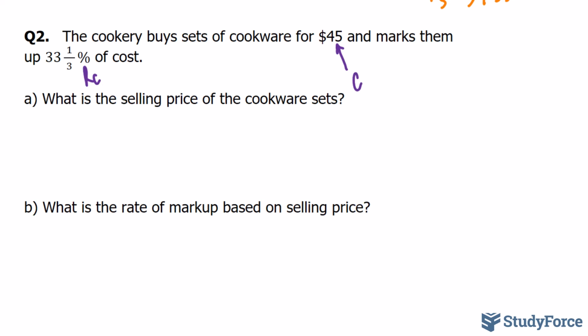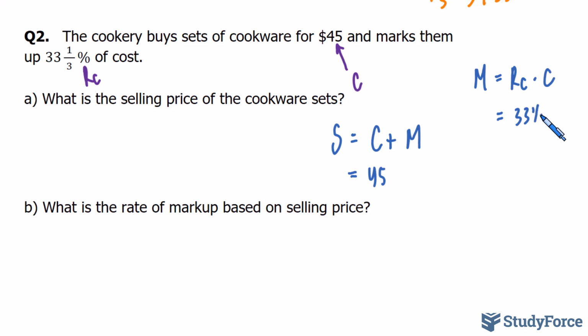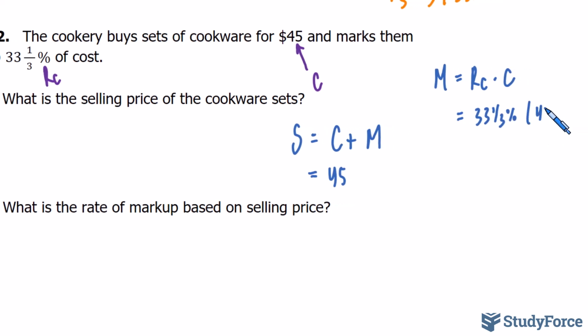In question A, what is the selling price of the cookware sets? Let's begin by writing down the formula for selling price. Selling price is equal to the cost plus the markup. And we already know the cost. It's $45, so we can substitute that in for C. We don't know the actual markup, but we can find it using the formula which we used already, where M is equal to R sub C times C. We already know the percentage of markup based on cost, and that's 33 1/3%. And the cost is given to us as $45.